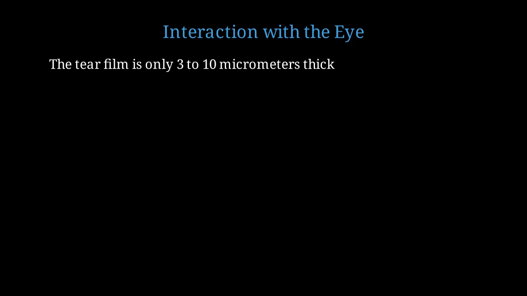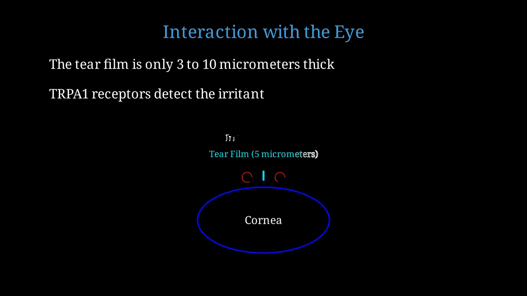When syn-propanethial S-oxide reaches your eye, it dissolves in the tear film and triggers a sensory response. Let's examine this mechanism. The tear film covering your cornea is remarkably thin, only 3 to 10 micrometers. This thin layer allows rapid diffusion of the irritant to nerve endings. Sensory neurons in the cornea express TRPA1 receptors. These are transient receptor potential ankyrin 1 channels that respond to electrophilic compounds, like our lachrymatory factor. The irritant molecules dissolve in the thin tear film and activate sensory neurons. This triggers the lacrimation reflex.